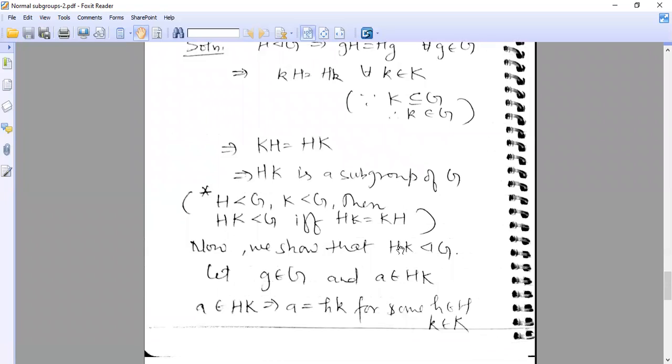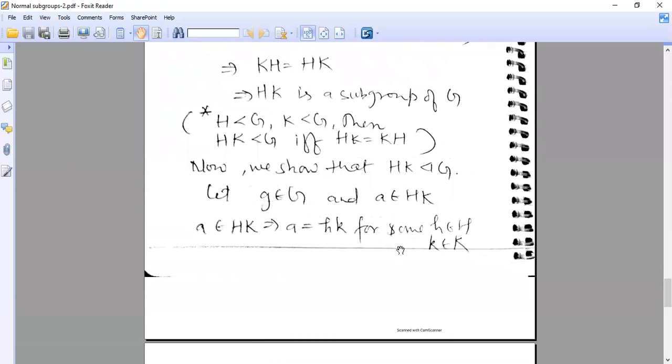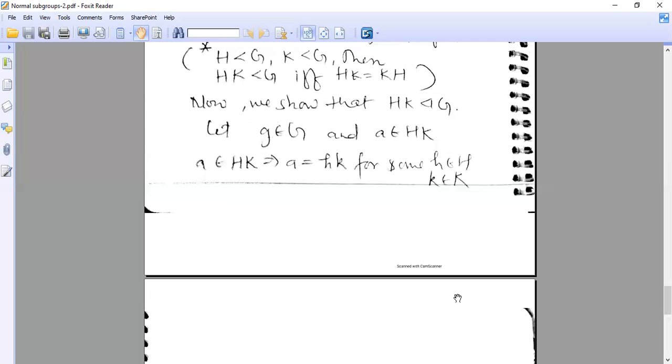Now we have to prove that it is a normal subgroup of G. So we have to show that HK is a normal subgroup of G. For that, you consider an element from the group and an element from the product. So let a belongs to HK. So if a belongs to HK, that means a is of this type, h into k, for some h belongs to H and k belongs to K.